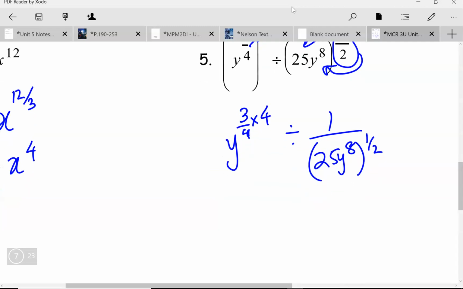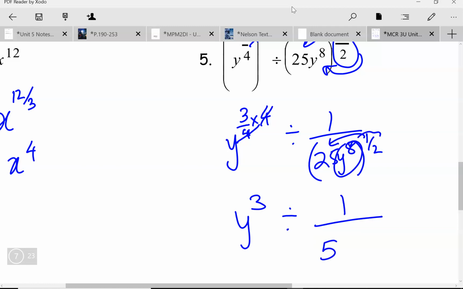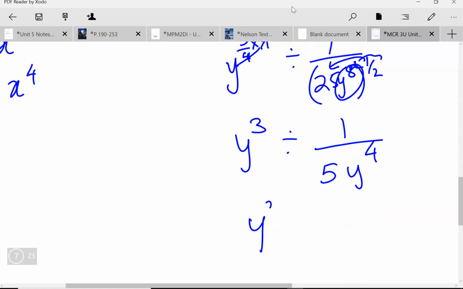Here, 3 over 4 times 4, I can just cross cancel. This just becomes y to the power of 3 divided by 1 over, now 25 to the power of half is 5, y to the power of 8 to the power of half is y to the power of 4, which is actually y cubed times 5y 4, which is 5y to the 7.